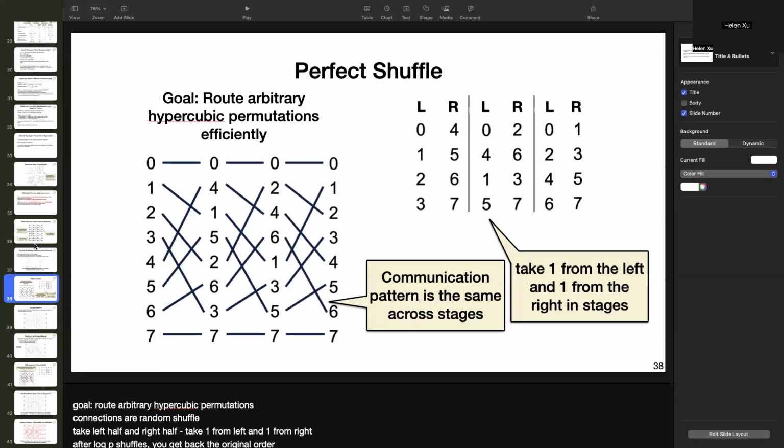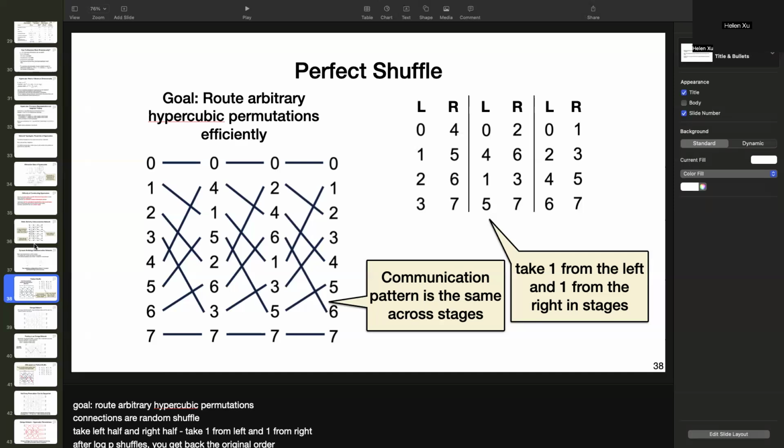We do the same thing again: you cut it in half, left and right, and redo the shuffle. If you redo it again, you'll note that we get back to where we started, which is 0 up to 7 in order. And the connections between the levels are just the same number.